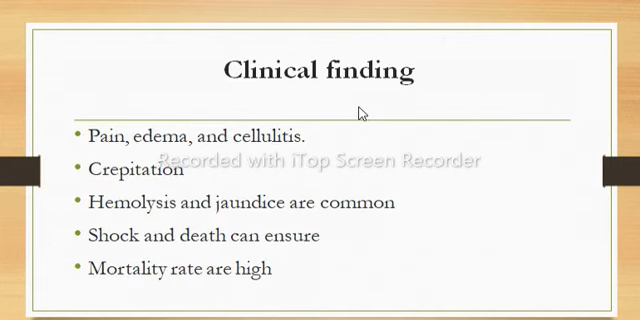The clinical findings of Clostridium perfringens include pain, edema, and cellulitis that occur in the wound area. The crepitation, or a crackling or rattling sound, indicates the presence of gas in tissues. Hemolysis and jaundice are common. Shock and death can ensue. The mortality rate is high.